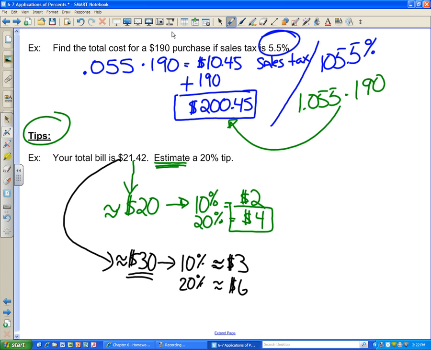Now, you want to round it where it ends in a 0. The reason why you want to do that is so you don't have any change. For example, if we said $21.42, if we said that's about $21, let's say. Well, 10% of $21 is $2.10. And again, you're not going to leave change. So that's why you want to estimate to where there's a 0 at the end. Makes life so much easier.